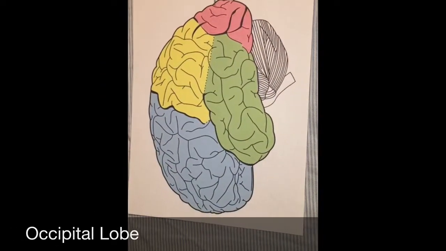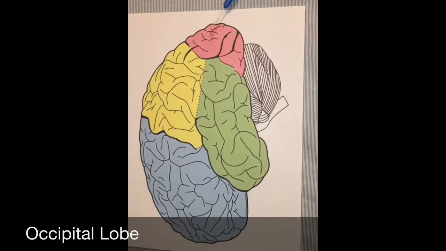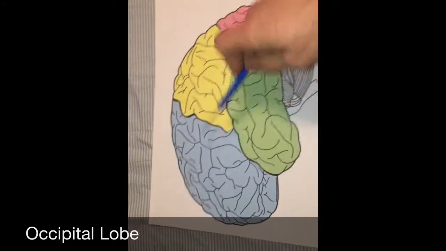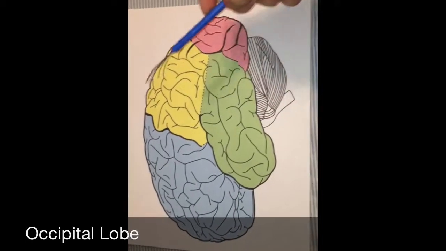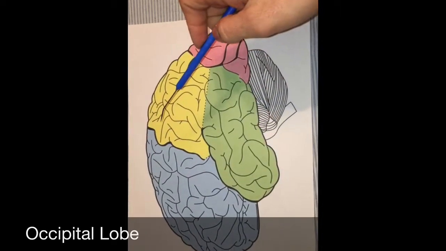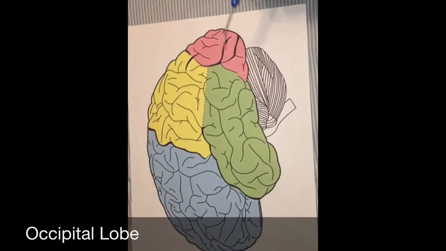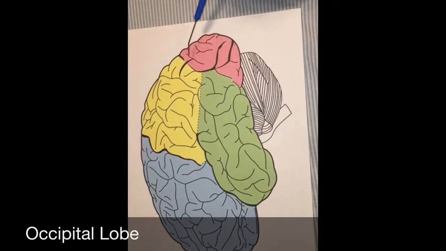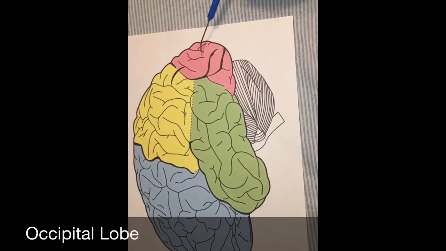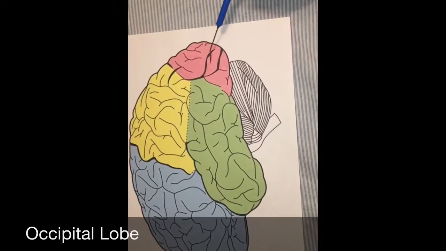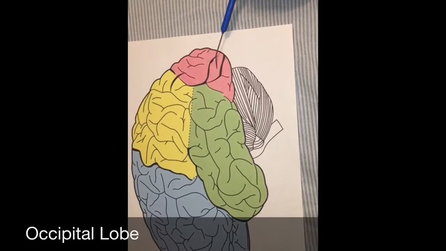Moving on to the rear lobe of the brain, we see the occipital lobe, which, if you haven't already noticed, these lobes kind of match up with the bones of the skull: the frontal bone, parietal bone, temporal bone, and the occipital bone. So back here at the occipital bone, in the rear of the head, we would see the occipital lobe, which allows for visual reception and visual interpretation.